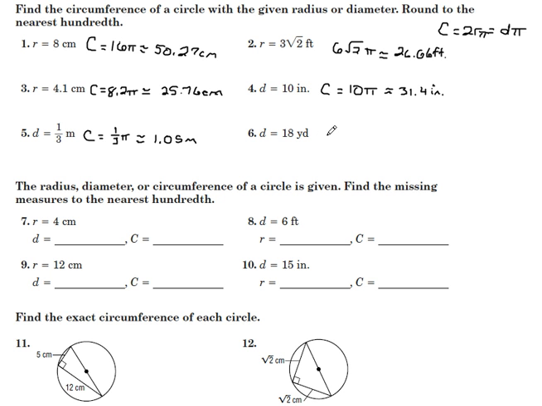For number 6, the diameter is 18. Circumference then is 18 pi. Then in the calculator we get 56.55 yards.